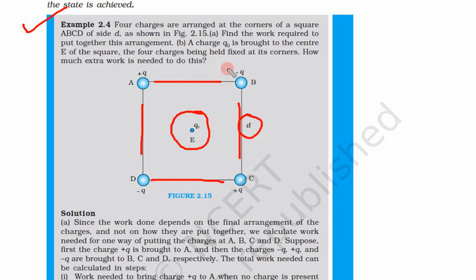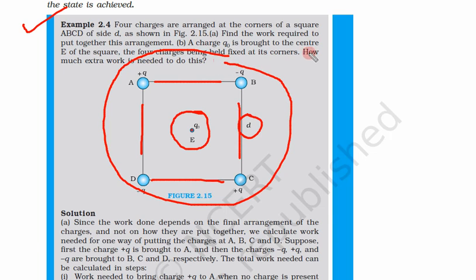Now, after setting this up, a charge q naught is brought to the center of the square, so this is the center, and another charge is brought at the center of this square. The four charges are held fixed at the corners, so they remain in this position itself. How much extra work is needed? So this is simple. First we have to calculate the work done due to the four charges, then for the fifth charge, another work done. So let us solve this example.